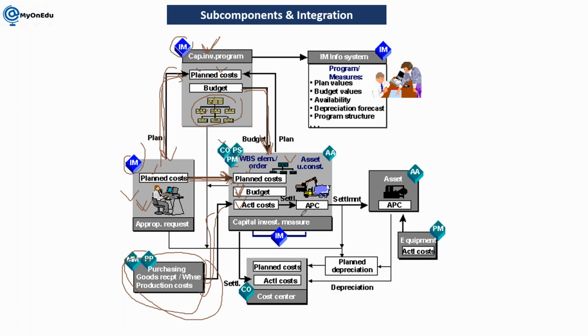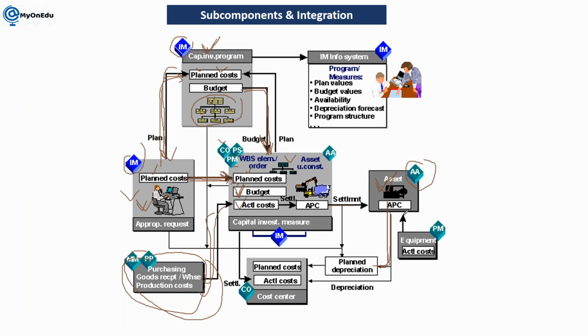Okay, and then once your project is ready, you can settle this cost to AUC, and finally you can settle it to asset. So that is your asset accounting object, asset. And here your depreciation will be applicable on asset.